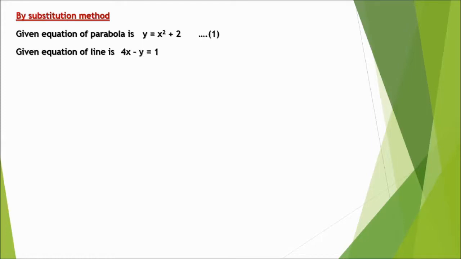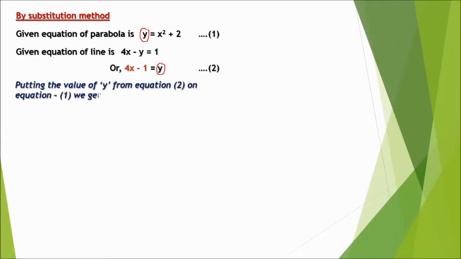Now what we are going to do is make y alone: 4x minus 1 is equal to y. So in both equations there is y, so we can substitute the value of y from one equation into the other, putting the value of y from equation 2 into equation 1. So the y of equation 1 will be replaced by 4x minus 1, giving 4x minus 1 is equal to x square plus 2.